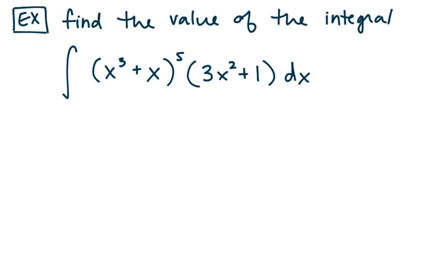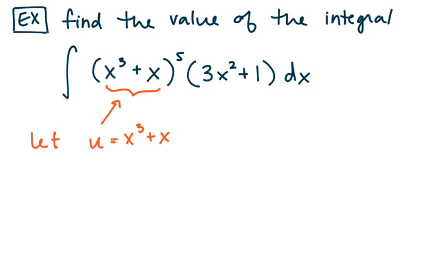Here we're going to find the value of the integral. The integral is x cubed plus x, that quantity raised to the fifth, times the quantity 3x squared plus 1, integrated with respect to x. Considering my rules from our first slide, x cubed plus x is in parentheses raised to a power. So what I'm going to do is let x cubed plus x be equal to my u value. I prefer to have u on the left side, so we're going to let u equal x cubed plus x.